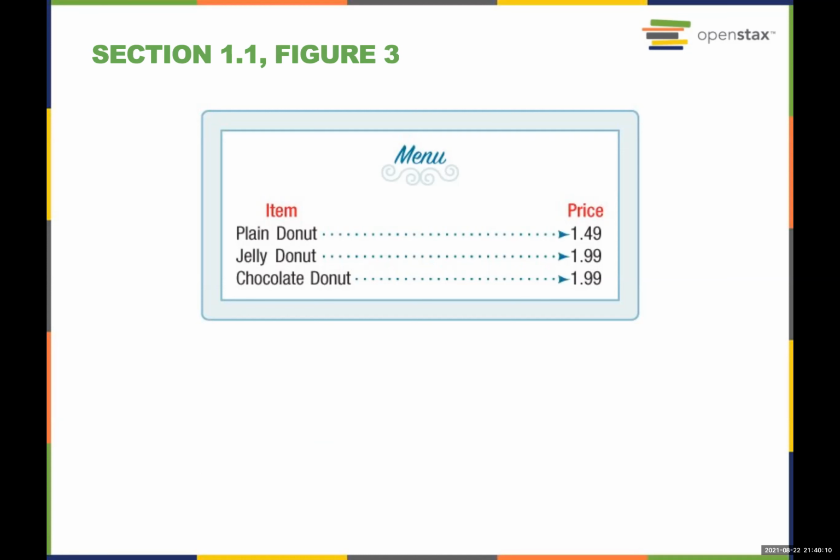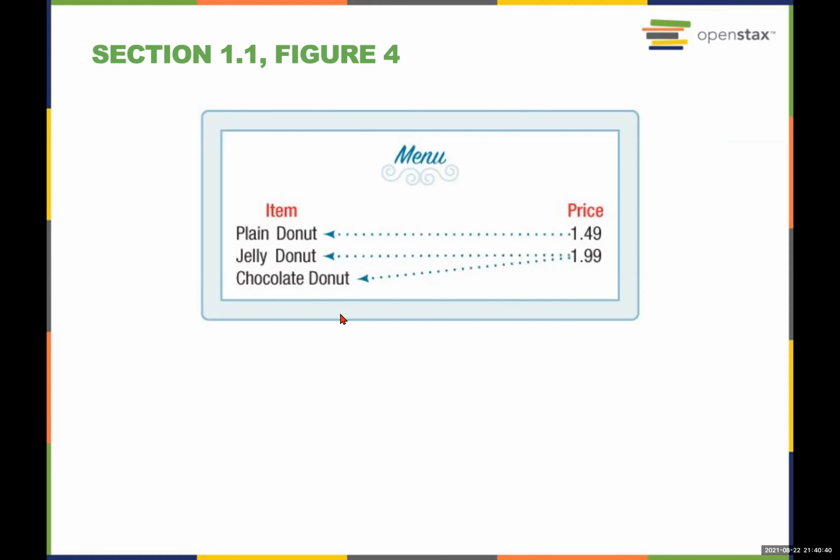Okay, let's begin with letter A. We consider the input as the items on the menu, and the output values are then the prices. So each item, the donut, the plain, jelly and chocolate donut, has only one price. So the price is a function of the items. So this is a function.